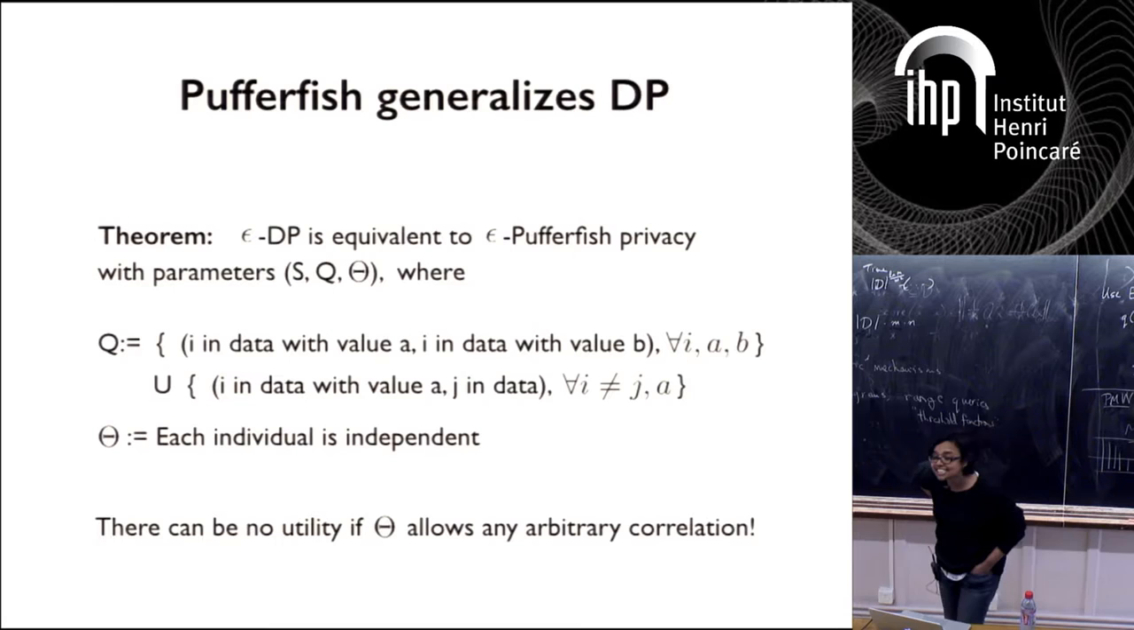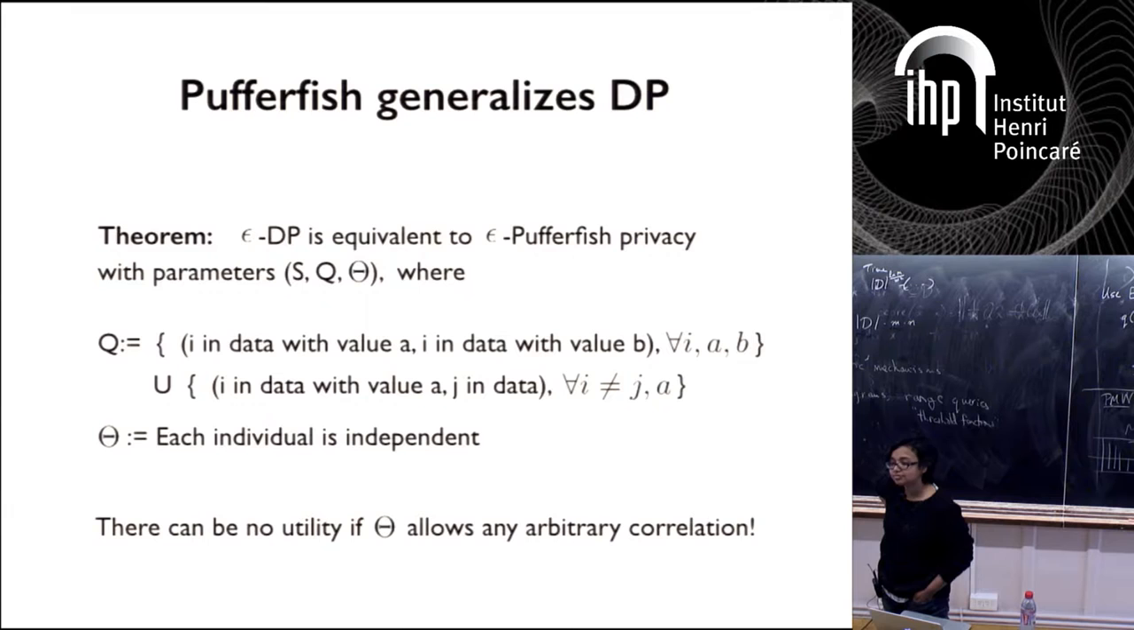Theta is a distribution on the whole data set, so like n individuals. That's correct. So why is it that you're saying just the individuals have to be independent? Since in regular differential privacy you want it to hold for all possible databases in the universe, why isn't it all atomic distributions on the universe? Like single... Oh, I see, I see. With probability one it takes this data set.